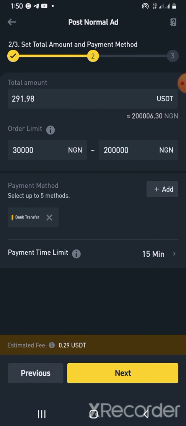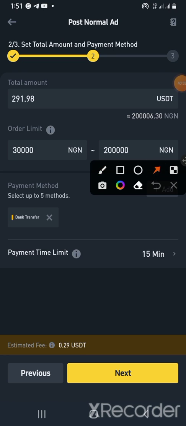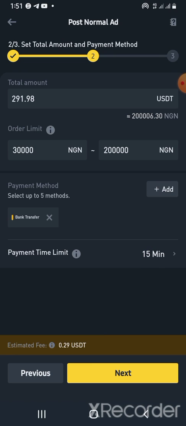So I can even just leave it this way. Bank transfer. You can see the fees that they are charging. This is the fee they charge for this particular transaction. So it's very small, very minimal. Once I click on next, my advert is now live. You understand? My advert is now live, saying I want to buy this particular coin when it gets to this price.